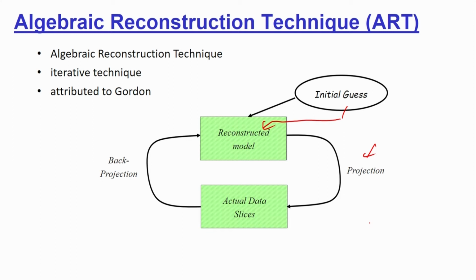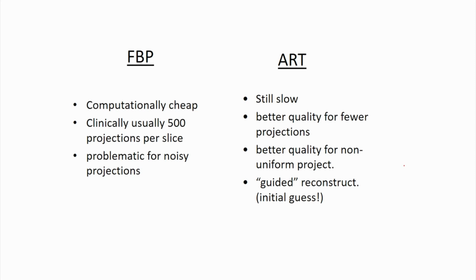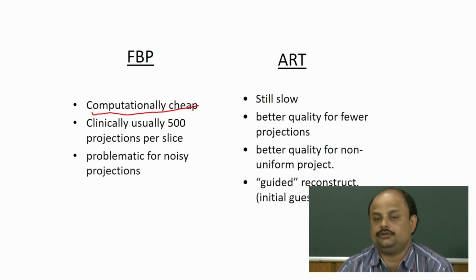Okay. So, that is the algebraic reconstruction method which is being used in the gamma ray tomography. Now, what is the advantage and disadvantage? The big advantage of FBP, filtered back projection, is that it is computationally very cheap. It does not require that much computational effort.